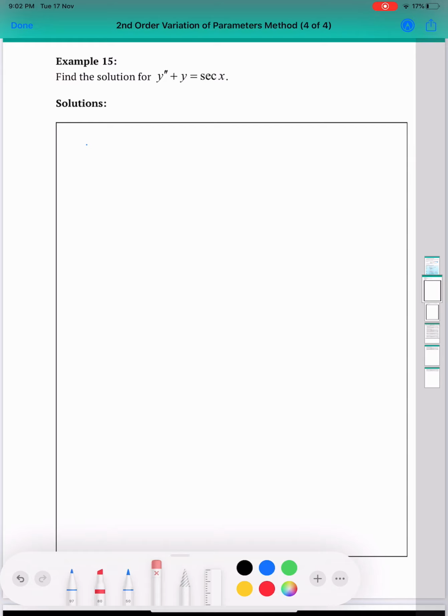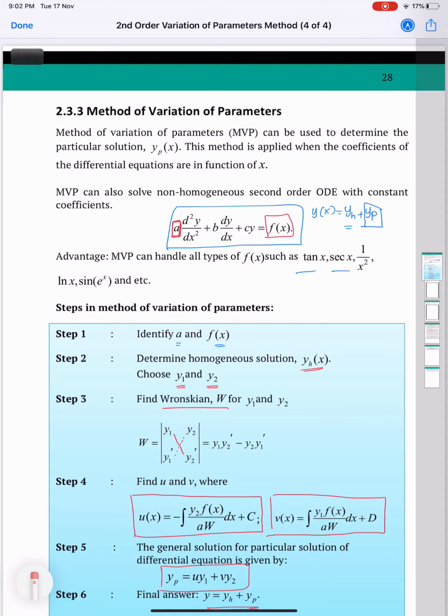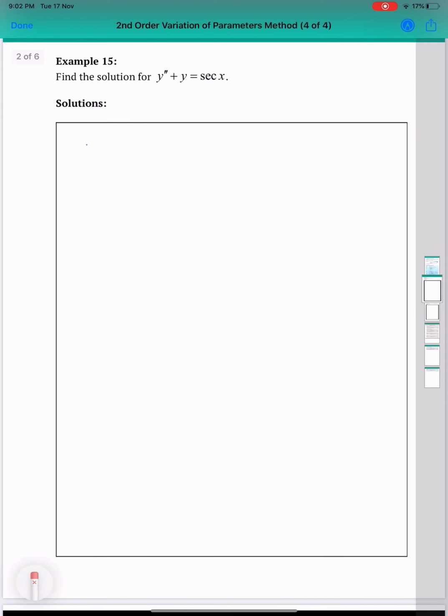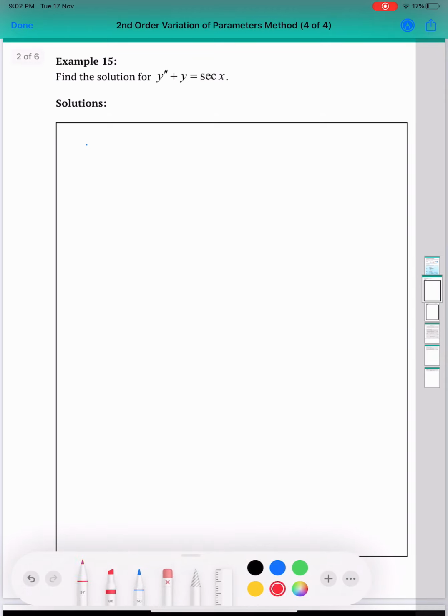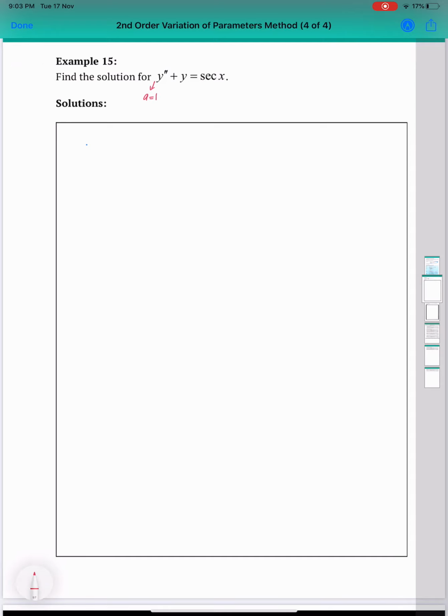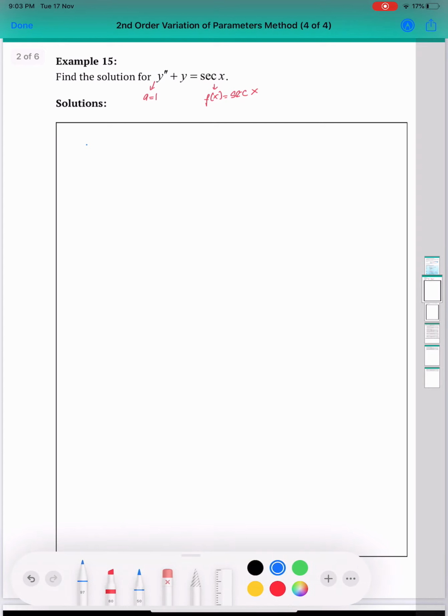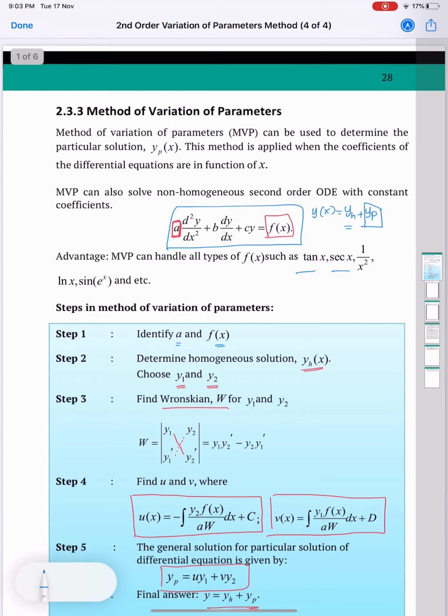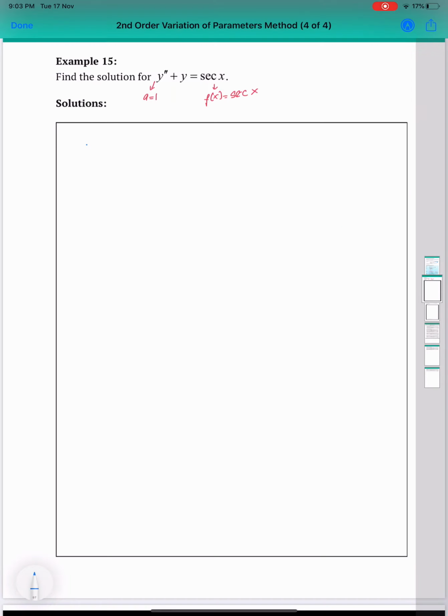The differential equation is y double prime plus y equal to secant x. The first step is to identify a and f(x). a is the coefficient of y double prime, so a is equal to 1. And from here, we know that f(x) is equal to secant x. Now we have to find the homogeneous solution. Step 2: determine the homogeneous solution.